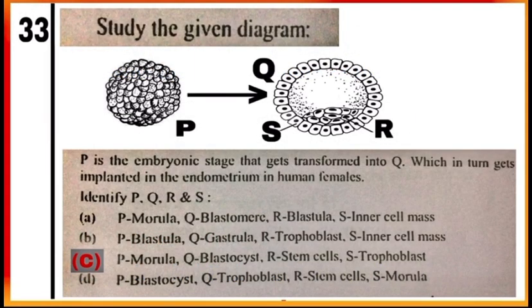Question 33. Study the given diagram. P is the embryonic stage that gets transformed into Q, which in turn gets implanted in the endometrium in human females. Identify P, Q, R and S. P is morula stage, Q is blastocyst or blastula stage, R in blastocyst are stem cells and S trophoblast. So here mark C as a correct answer. P morula, Q blastocyst, R stem cells and S trophoblasts.